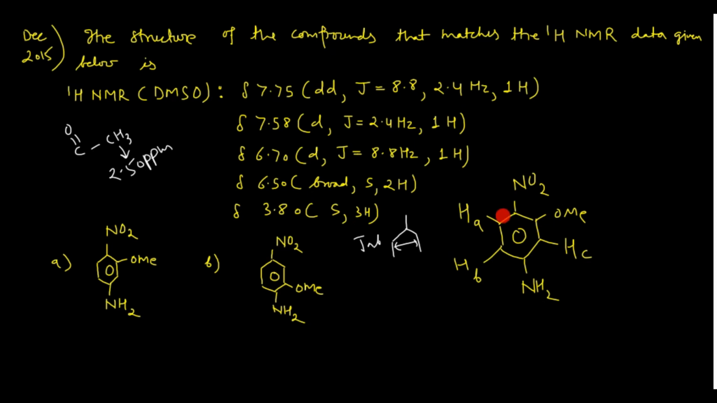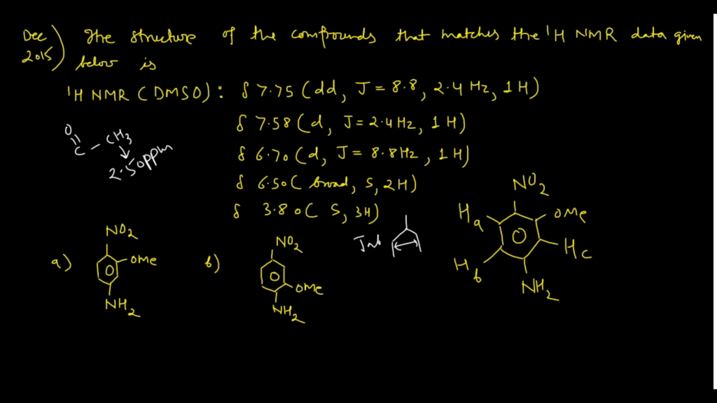After that you can see this position is your meta position with regard to this one. So this will couple here again. But here there is no hydrogen at the meta position, and it will give you a doublet only. Any other peak is not possible. This is the para position, which is quite far, so para coupling is not there. So HA will give you a doublet if you select this one.